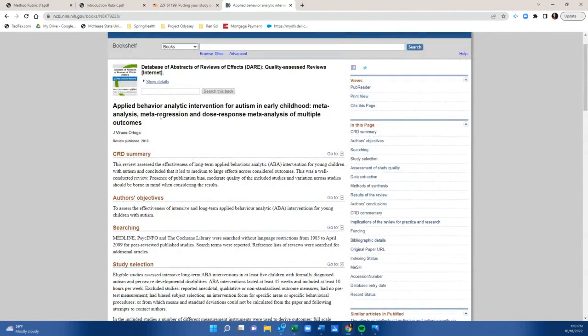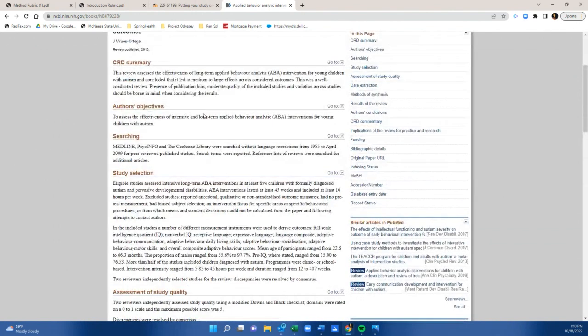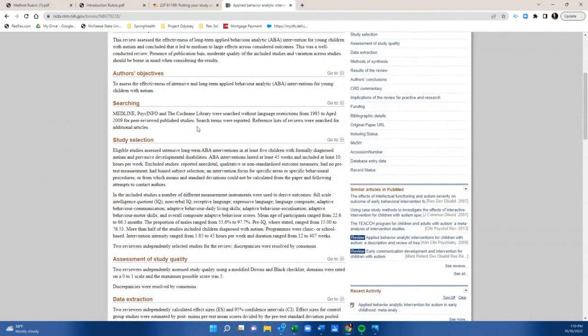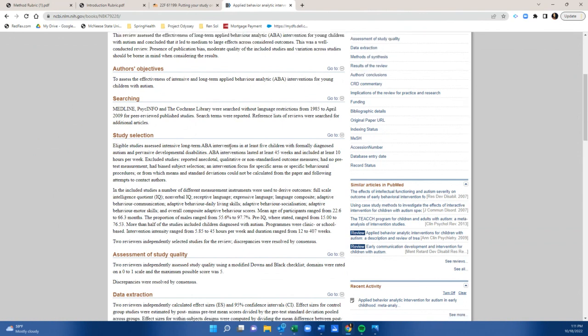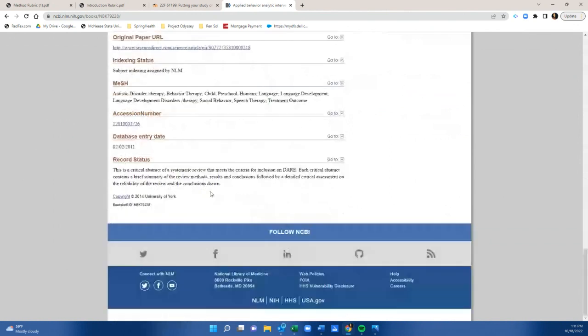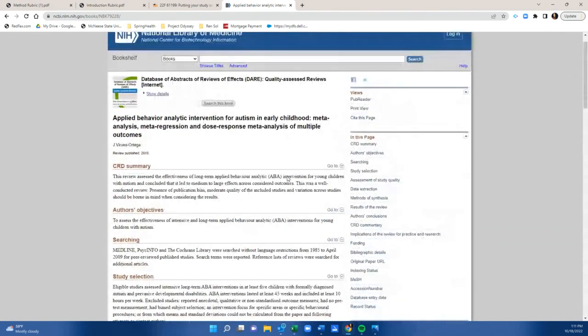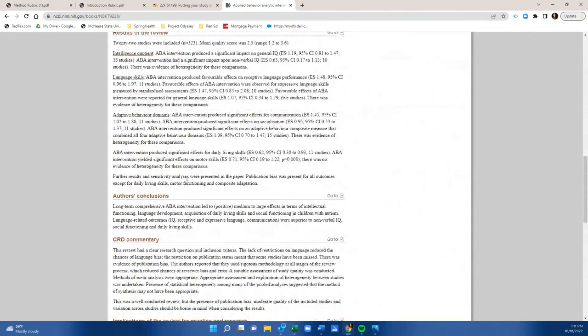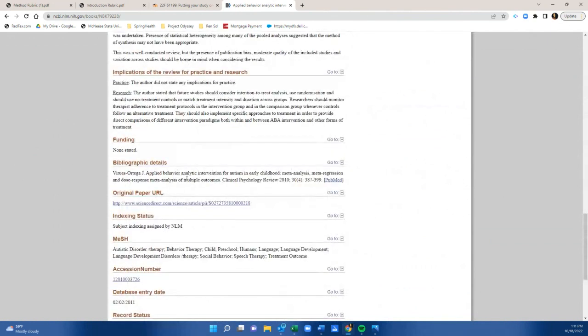Okay, so this is a meta-analysis of ABA intervention for ASD in early childhood. In this one research article, it actually analyzed hundreds of research articles from 1985 to 2009. I really would like to show y'all the reference section, but because it's looking up all these different studies, the reference section is huge.